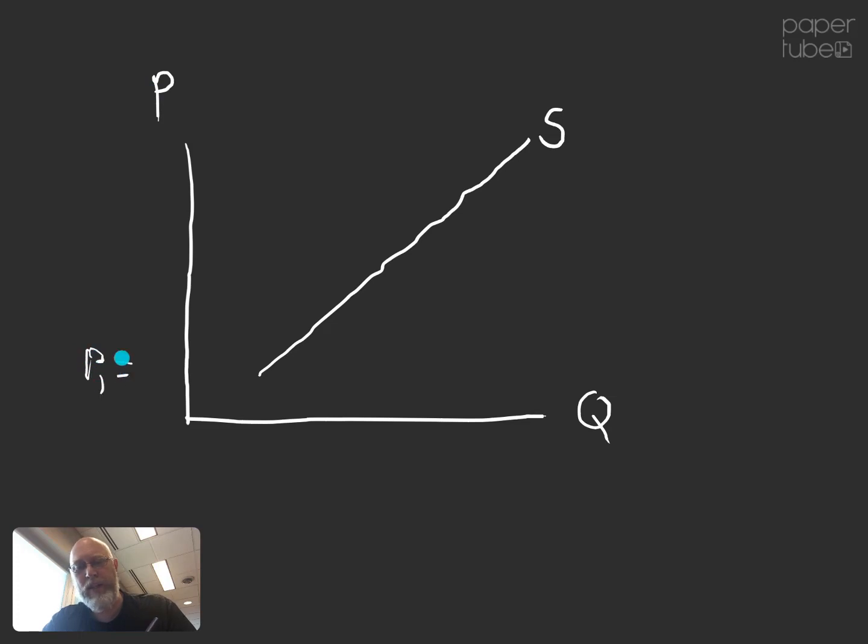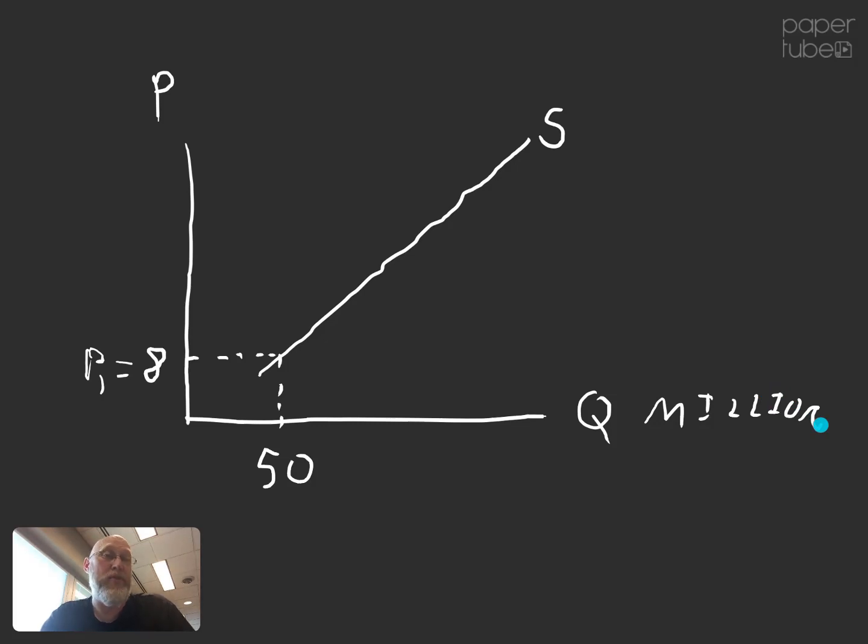And let's make P1 equal to, I don't know, does it really matter what it is? Let's make it $8. And let's say when the price is $8, the quantity that the firms in the market produce is 50 million. So we're talking about something big, like the market for some crop, like soybeans or something. We produce far more soybeans than that every year, so keep that in mind. So 50 million bushels. And let's say the price of soybeans goes up to $10.